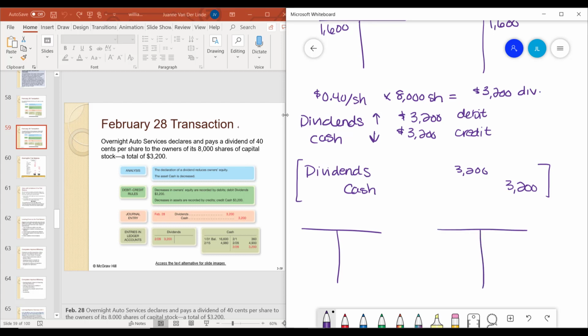Remember, revenues, expenses, and dividends all affect owner's equity, but they're not owner's equity accounts. Let me just remind you guys of that, because we didn't list them as part of owner's equity from the get-go. So just a reminder. Dividends being debited, so we're going to copy that over here, and cash being credited, so we're going to copy that over there.